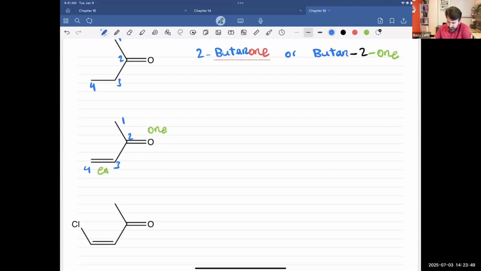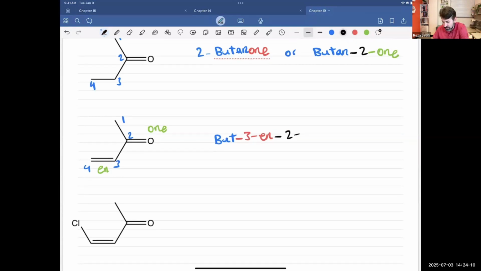You will say, I have a butane. And because I have a double bond, I need to show the position of the double bond. So it will be butene. Okay, on the third carbon, we have a double bond. So it's a butene that on the third carbon has a double bond. And on the second carbon, we have a carbonyl group, and I'm going to add one to it.